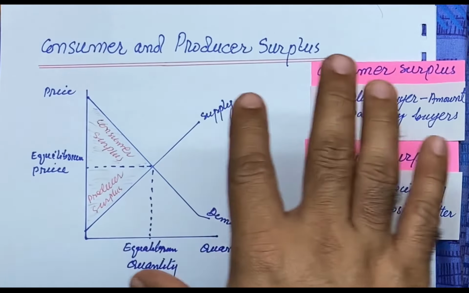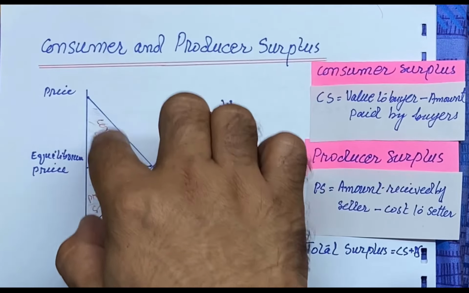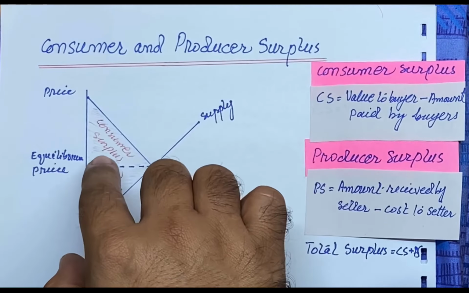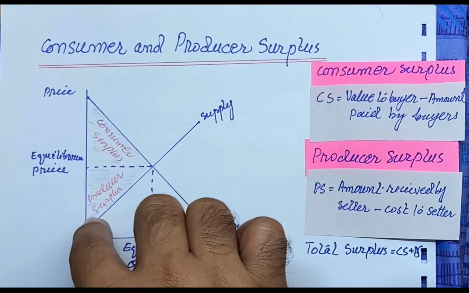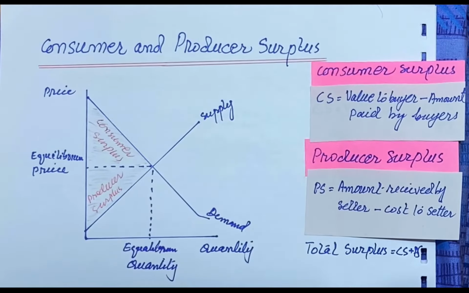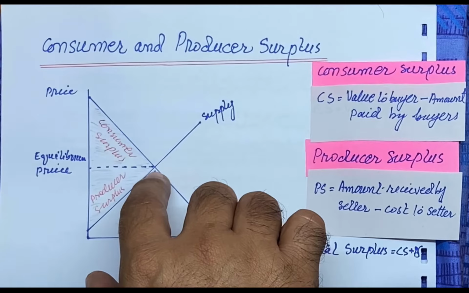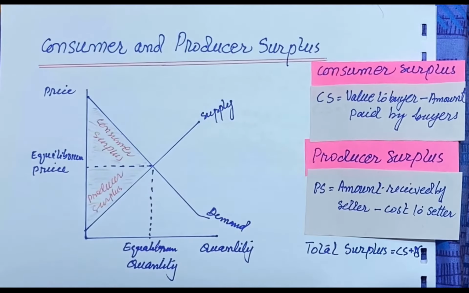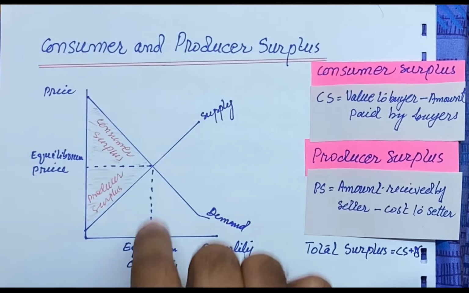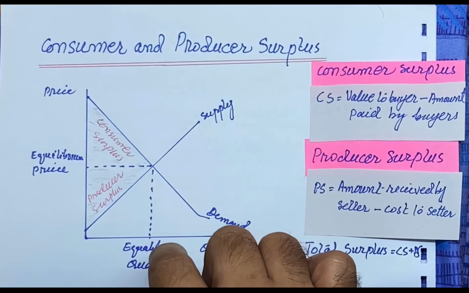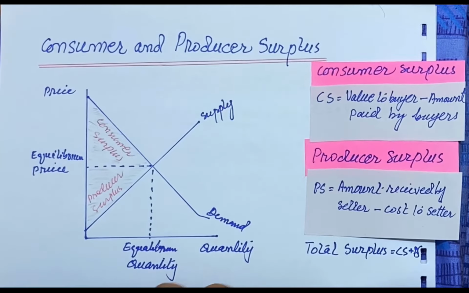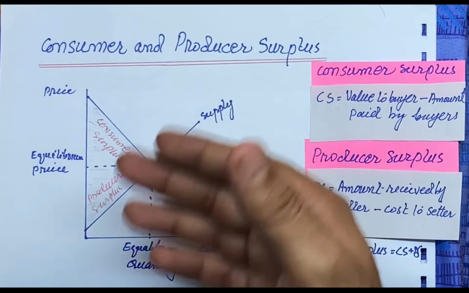As from the previous lecture, we know that this triangle is the consumer surplus and this triangle is equal to the producer surplus. And this will be our equilibrium point. This will be our equilibrium price. In the equilibrium, this will be our quantity. So this was just a briefing.